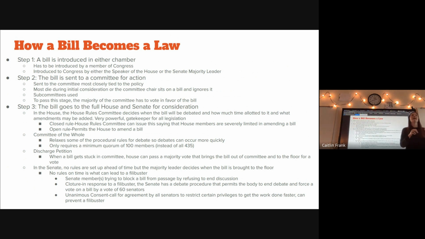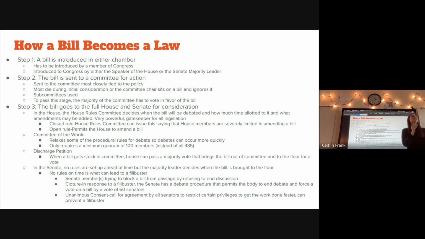So the Speaker of the House enforces the House Rules Committee's rules while the bill is being debated on the House floor. Now, they can make it to where you can't edit the bill. You can't amend the bill once it's out of committee and on the House floor. That's called a closed rule. Or if it's an open rule, the House of Representatives members are allowed to edit, to amend the bill when it's on the House floor. And that's decided by the House Rules Committee.